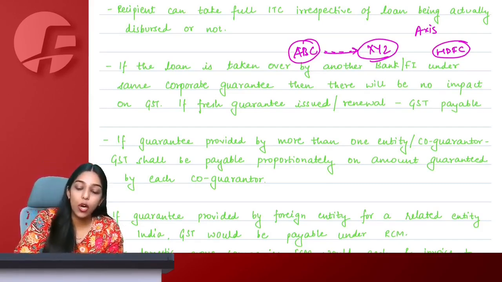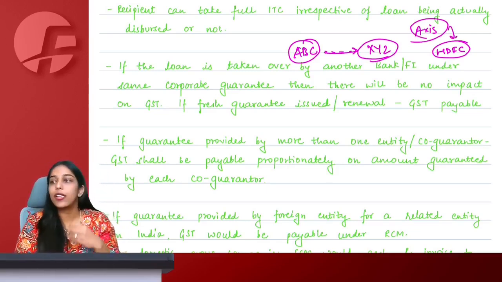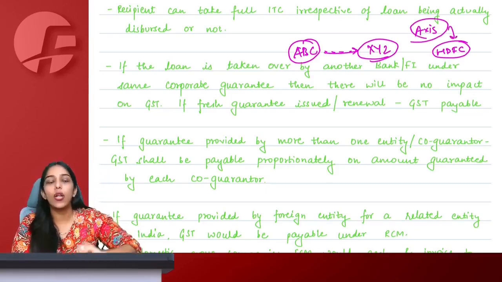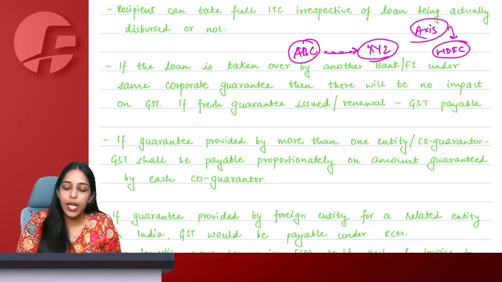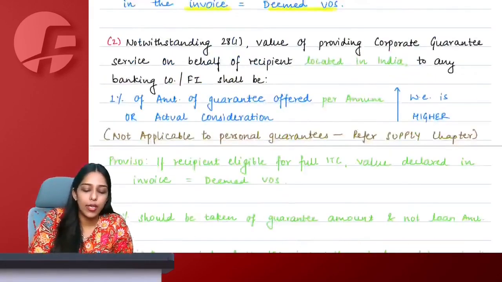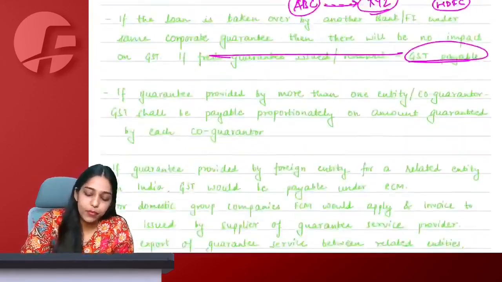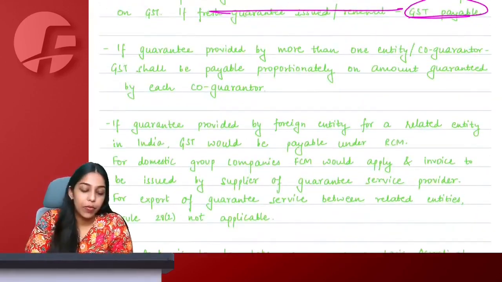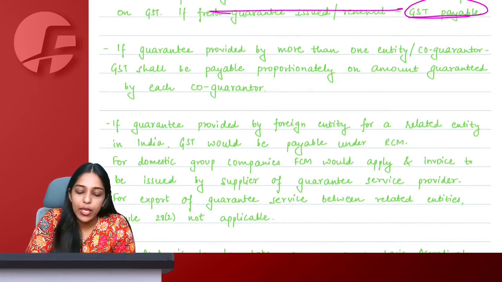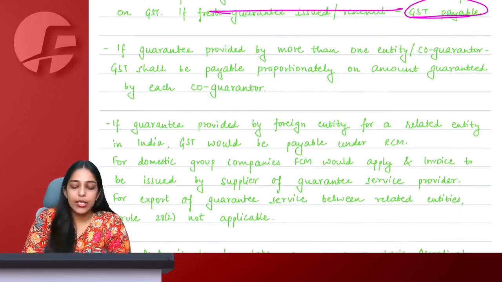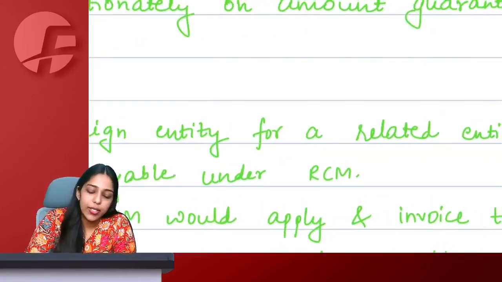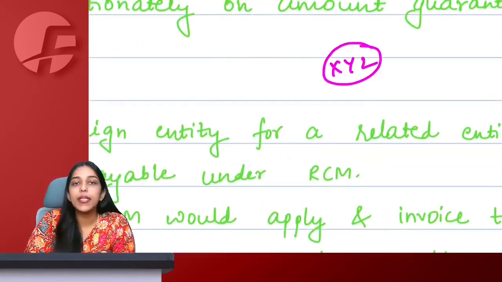But let us say, because of the change of bank, I had to issue a fresh guarantee, or this existing guarantee is now renewed. Then again, GST would be payable according to these terms only. Then we are saying, if the guarantee is provided by more than one entity or a co-guarantor, then GST will be proportionate. So let us say XYZ Limited took a loan.